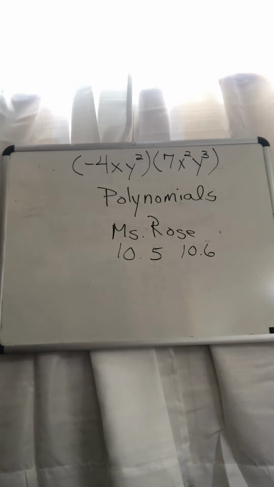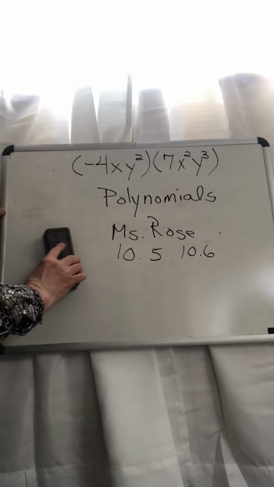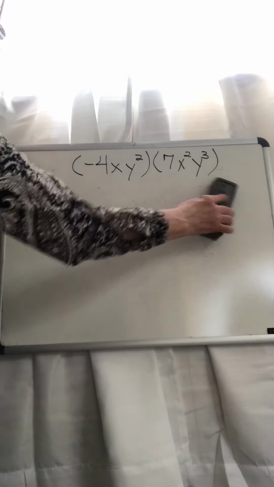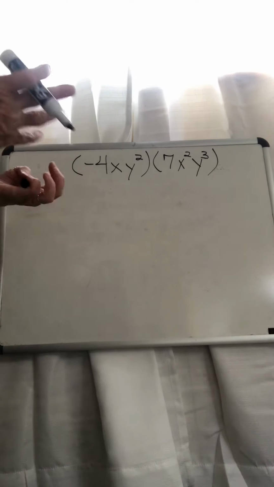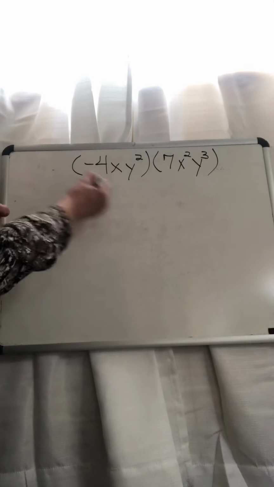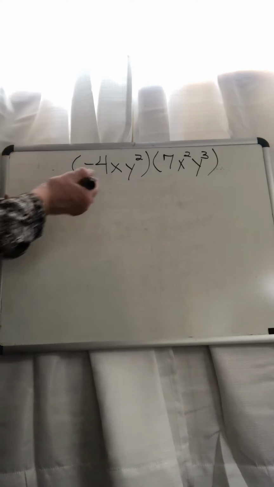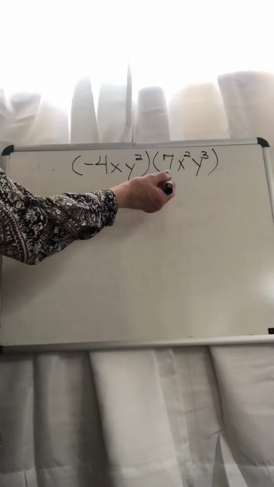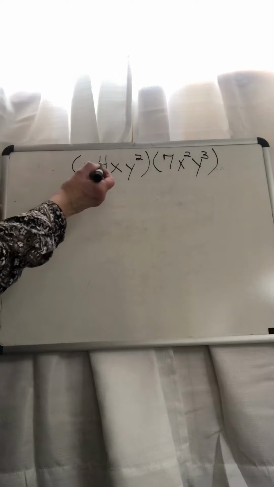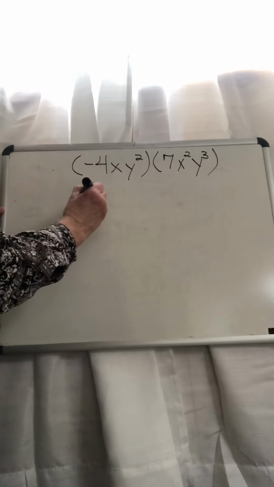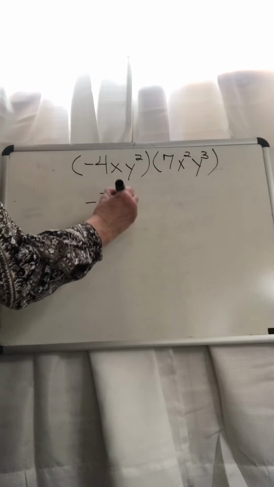Multiplying polynomials. To begin the multiplication process, we need to know how to multiply a monomial times a monomial. So basically, a monomial is just a term. So this would be one term, this would be a second term, and we're multiplying them together. Okay, so the way you do this is first you look to see if there's a coefficient. And so we have a coefficient of a -4 here and a +7 there. And that's where you're going to start the multiplication. You're just going to multiply the -4 times the +7, and you get a -28.